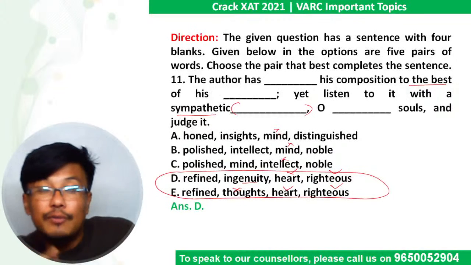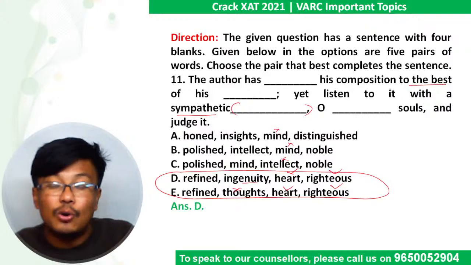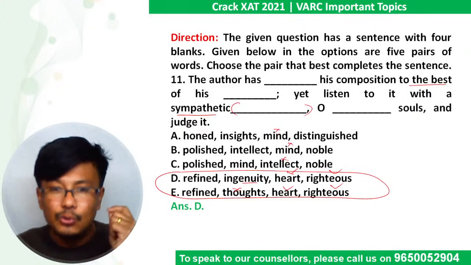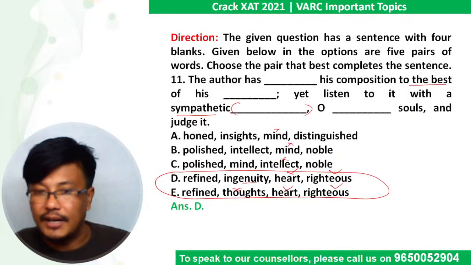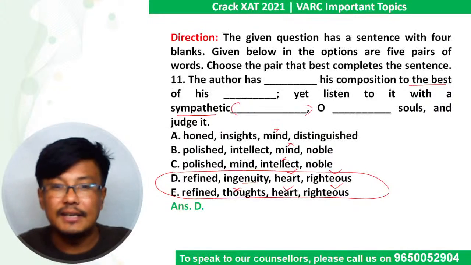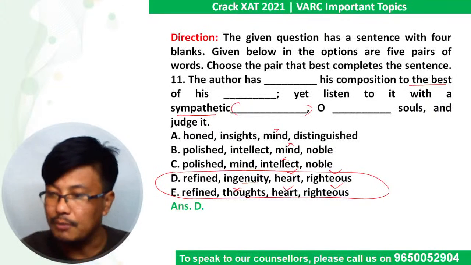Refined it to the best of his thoughts. Thought is not skill. You do something to the best of your skill or ability, not thoughts. So I do something to the best of my skill, knowledge, not thought. So the best answer is D. I do not know how many people got it correct.